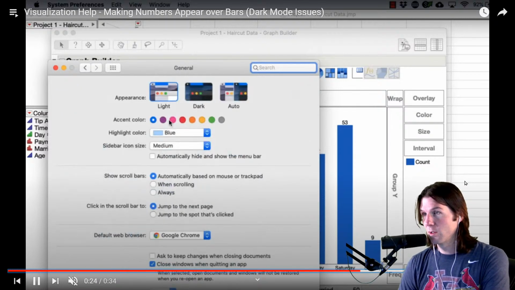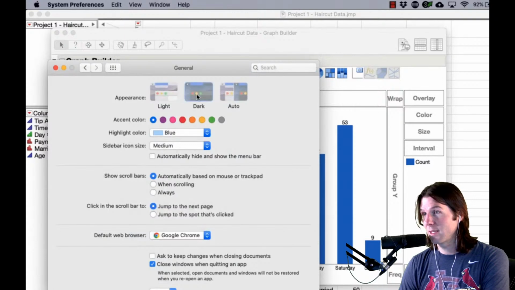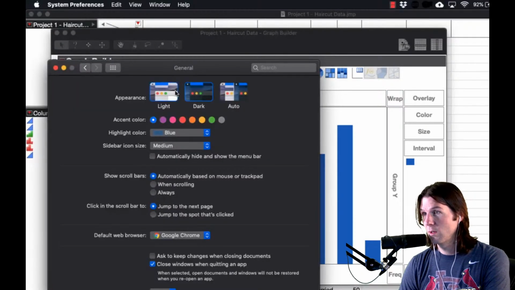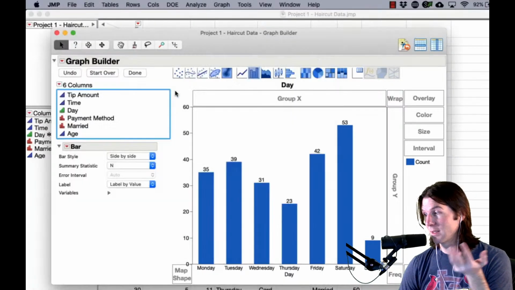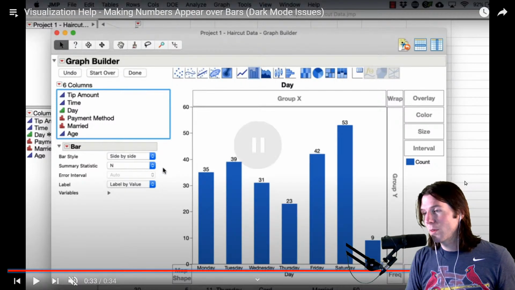Inside of General, you're going to go over here and deselect dark mode. I'm selecting it to show the issue. In dark mode, the numbers don't appear. In light mode, they do. So that's the issue right there.